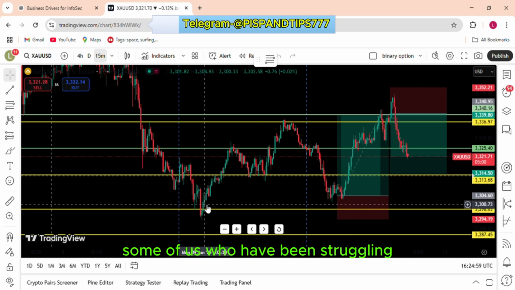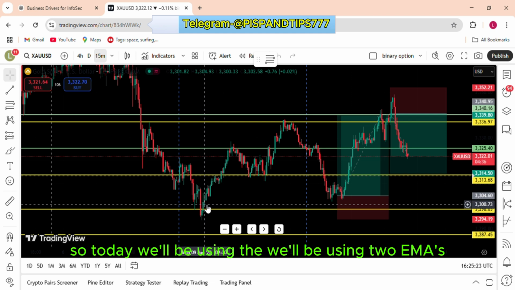For those of us who have been struggling with false breakouts or poor entries, this strategy might be the missing piece. So I'm going to break down the strategy. Let's start with the indicators.